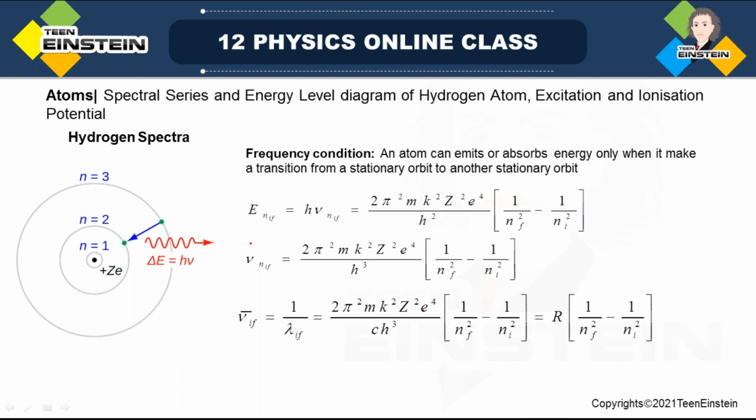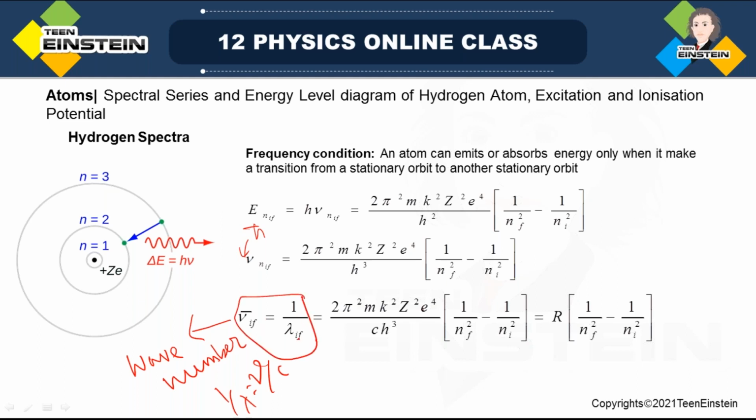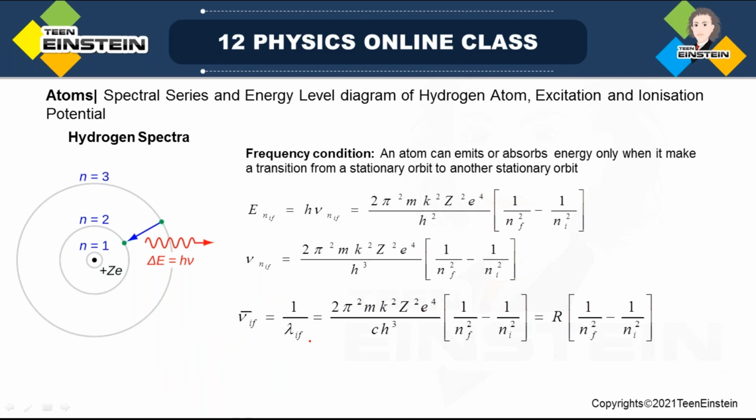Okay, now see nu, if you divide this with h, then you get nu. So this is what is written. Now again nu bar, this is called wave number. Wave number is actually defined as nu by c, that means 1 by lambda. The reciprocal of wavelength is denoted by nu bar, and that is called wave number.